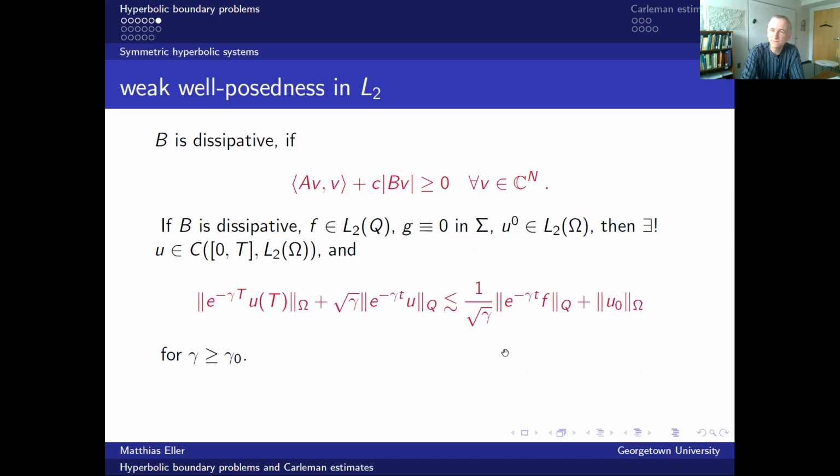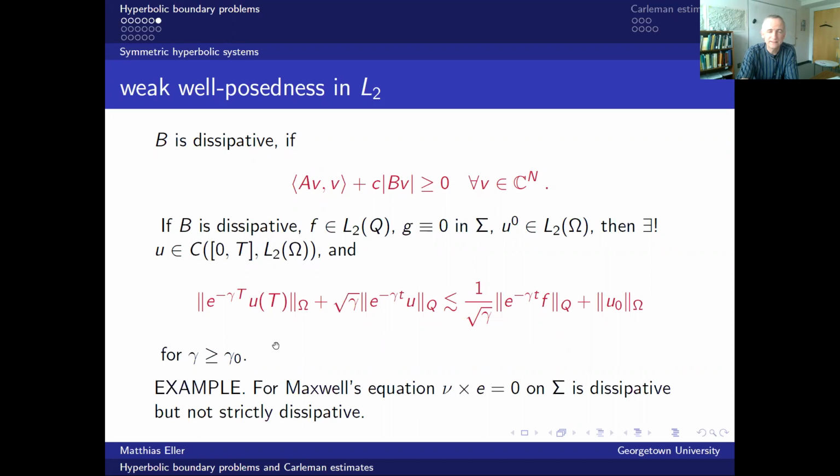Okay. So this is enough about symmetric hyperbolic systems. Now I want to talk a little bit about, well, let me just mention for Maxwell's equations, this boundary condition here, the zero conductor condition as it's called, is dissipative but not strictly dissipative. So it's comparable to the Neumann condition for the wave equation.